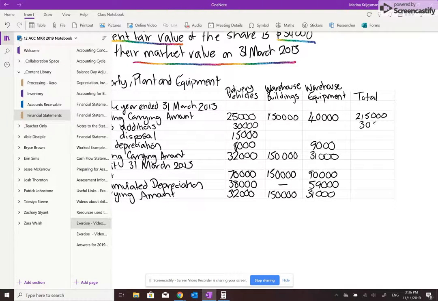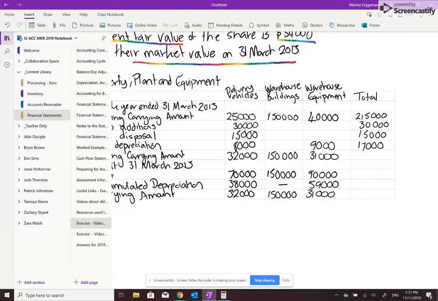Got 30,000 here. 15,000. 8,000 plus 9,000. 17,000. And that there and that there should add to the same thing. So let's check that it does. So this is your way of checking that everything works the way it should do.